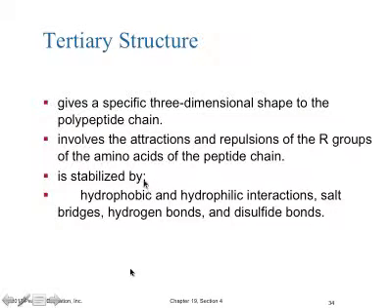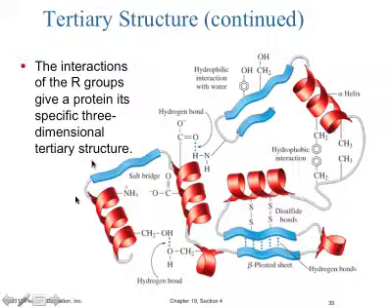Tertiary structure. So we have primary structure, which is the sequence of amino acids. We have our secondary structure, which is interactions between the chains of primary structure. And then we have tertiary structure, which gives us the 3-dimensional shape. So it involves attractions and repulsions of the R groups. It is stabilized by hydrophobic and hydrophilic interactions, salt bridges, hydrogen bonds, and disulfide bonds. So you have a lot of things going on here that gives us the overall shape of a protein, the tertiary structure.